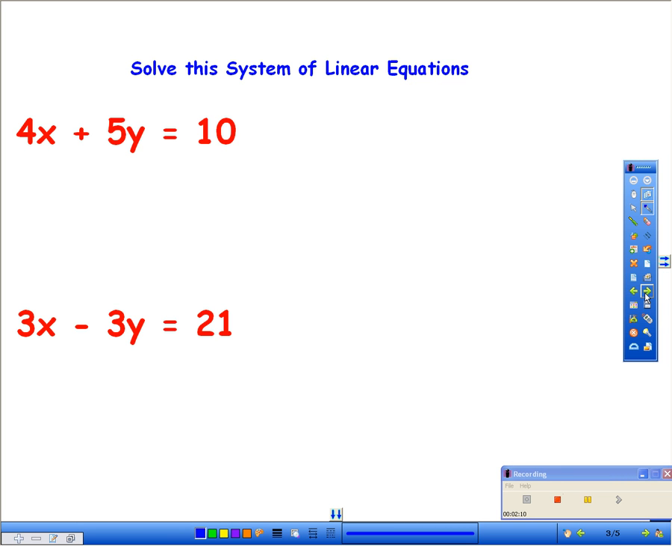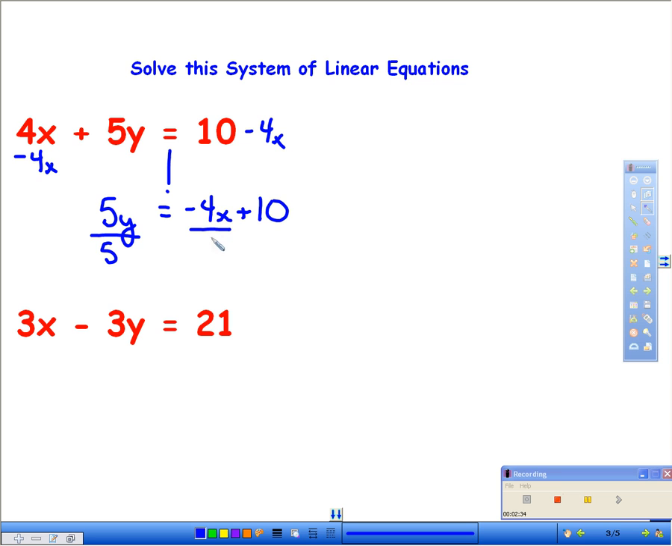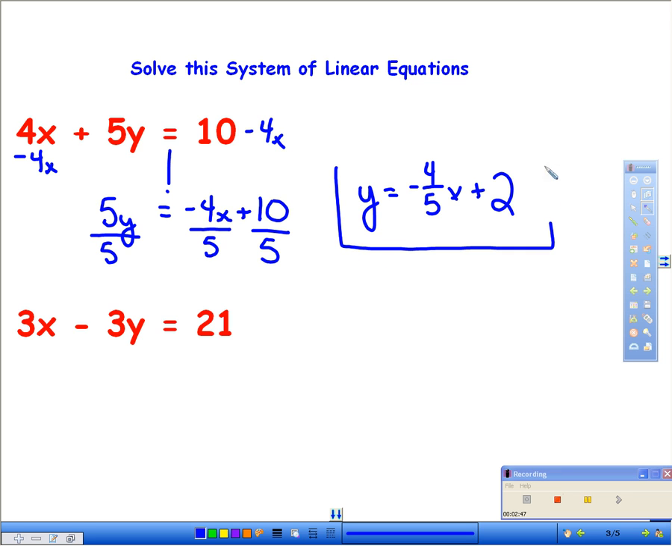Let's look at a different problem. If I gave you these two, the first thing is there's a problem. They're not in y equals mx plus b form, so we'd have to solve them and get them to where we want them. So quickly I'm going to start to solve these. What I end up with is 5y equals negative 4x plus 10. I divide by 5 on both sides, and what I end up with is y equals negative 4/5 x plus 2. That's going to be the first line I'm going to graph.